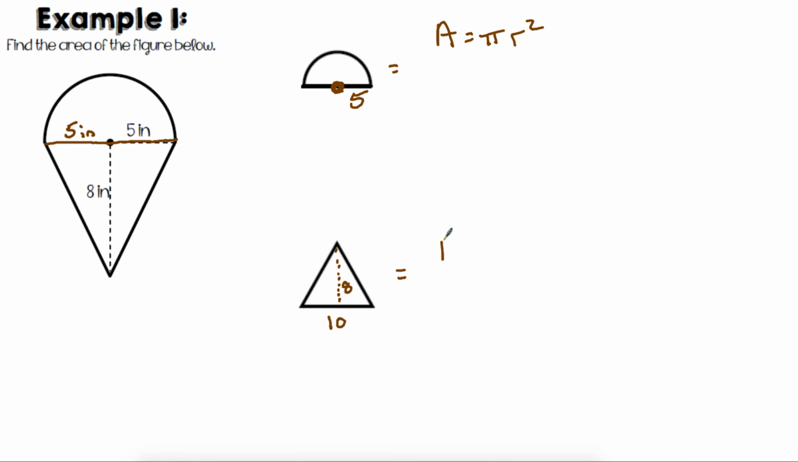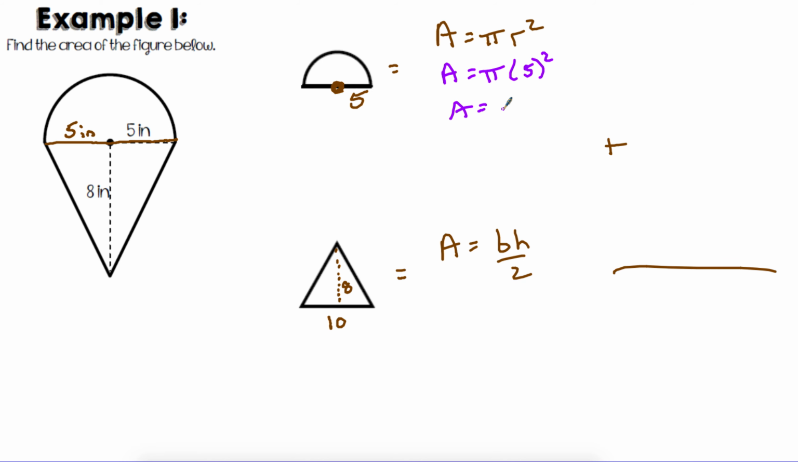I know area equals pi r squared, and area equals base times height divided by 2. Once I take these two areas, I'm going to add them up, and that's going to give me my total. So for my half circle, we'll do these in different colors just to make it stand out a little more. Area is pi times my radius squared, which is 5 squared. So that means my area is 25 pi.